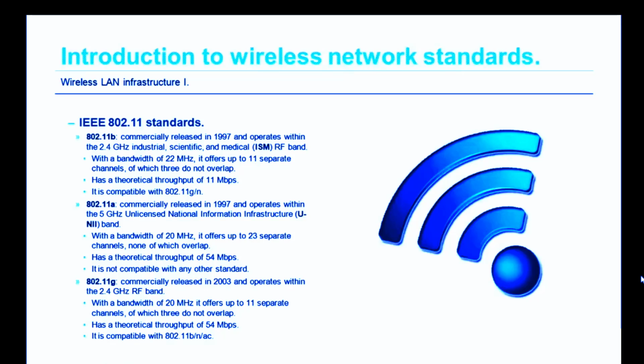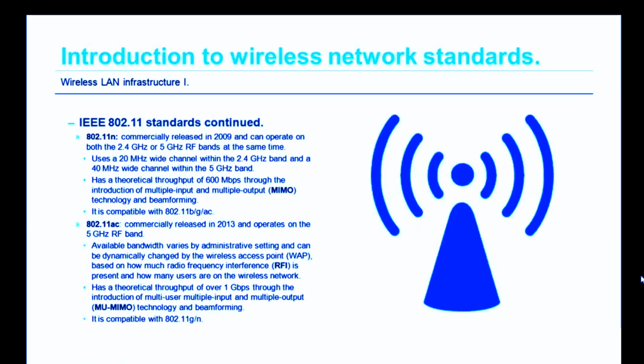802.11g was commercially released in 2003 and operates within the 2.4 GHz radio frequency band, just like 802.11b. It also offers a bandwidth of 20 MHz on 11 separate channels. It has a theoretical throughput of 54 megabits per second, and it's also compatible with 802.11b. It's also compatible with 802.11n and 802.11ac.